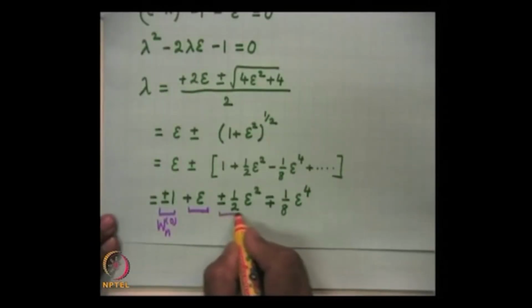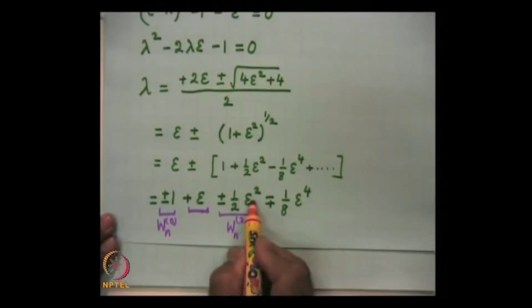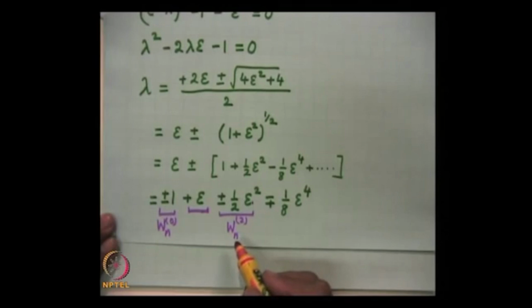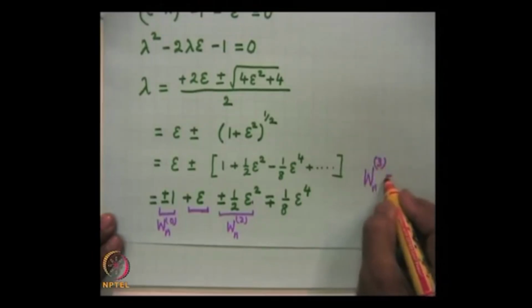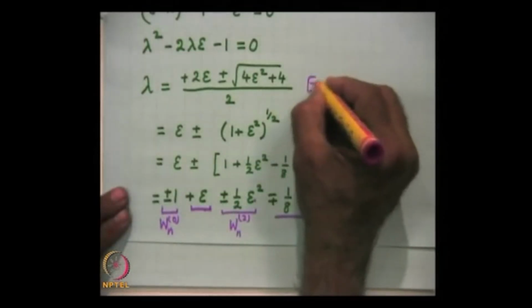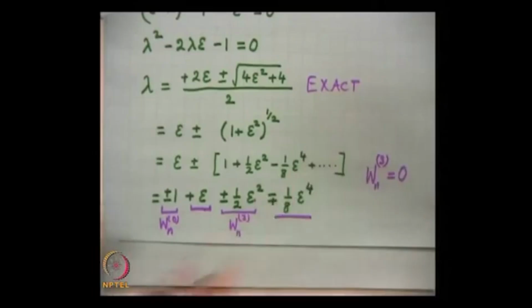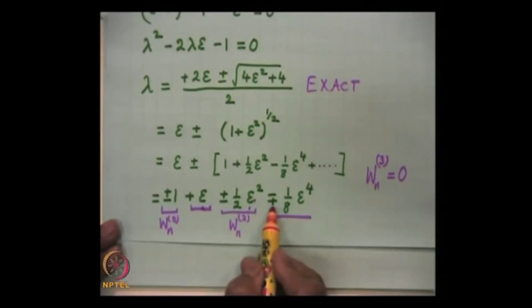The second order perturbation, this is W n 2. So, this is half epsilon square and minus half epsilon square. Half epsilon square for the plus 1 corresponding to the eigenvalue, and minus half epsilon square for the minus. Then W n 3, the third order perturbation, is 0, and this is the fourth order perturbation. So, this is the exact result, and we see that the first term is first order perturbation, second order perturbation, the third order perturbation is 0, and this is the fourth order perturbation.